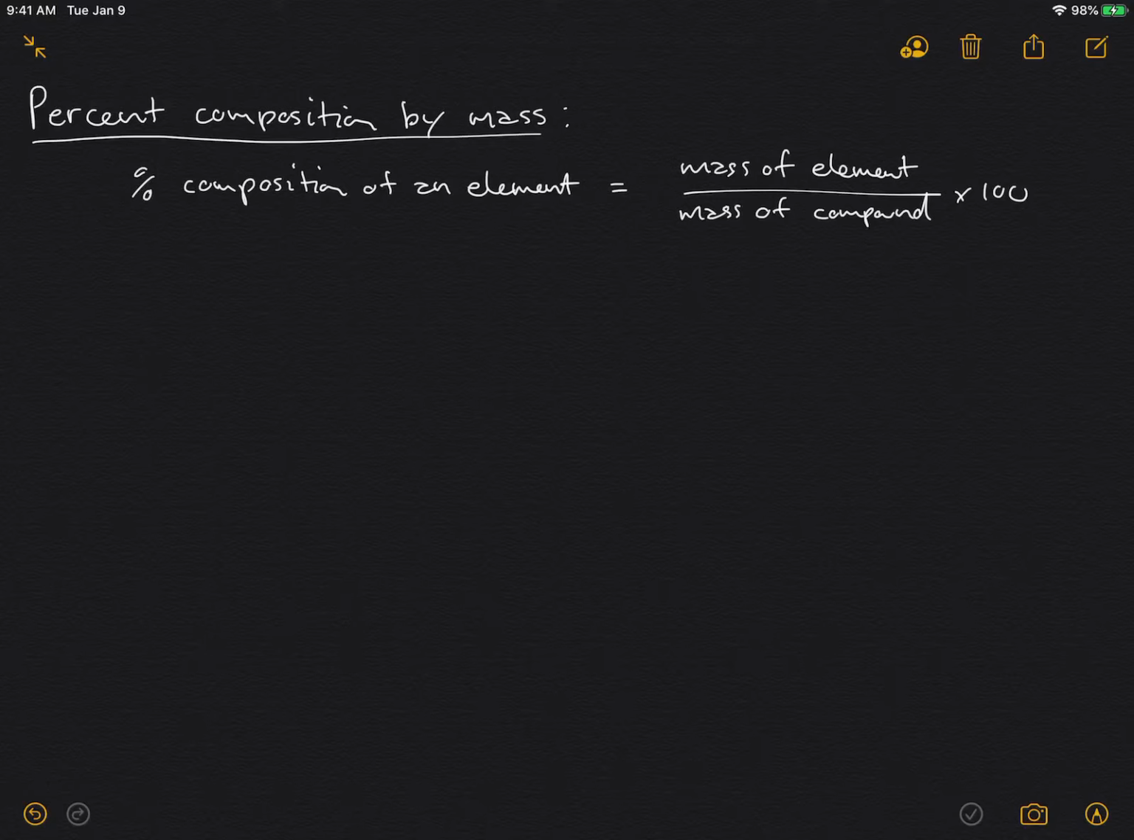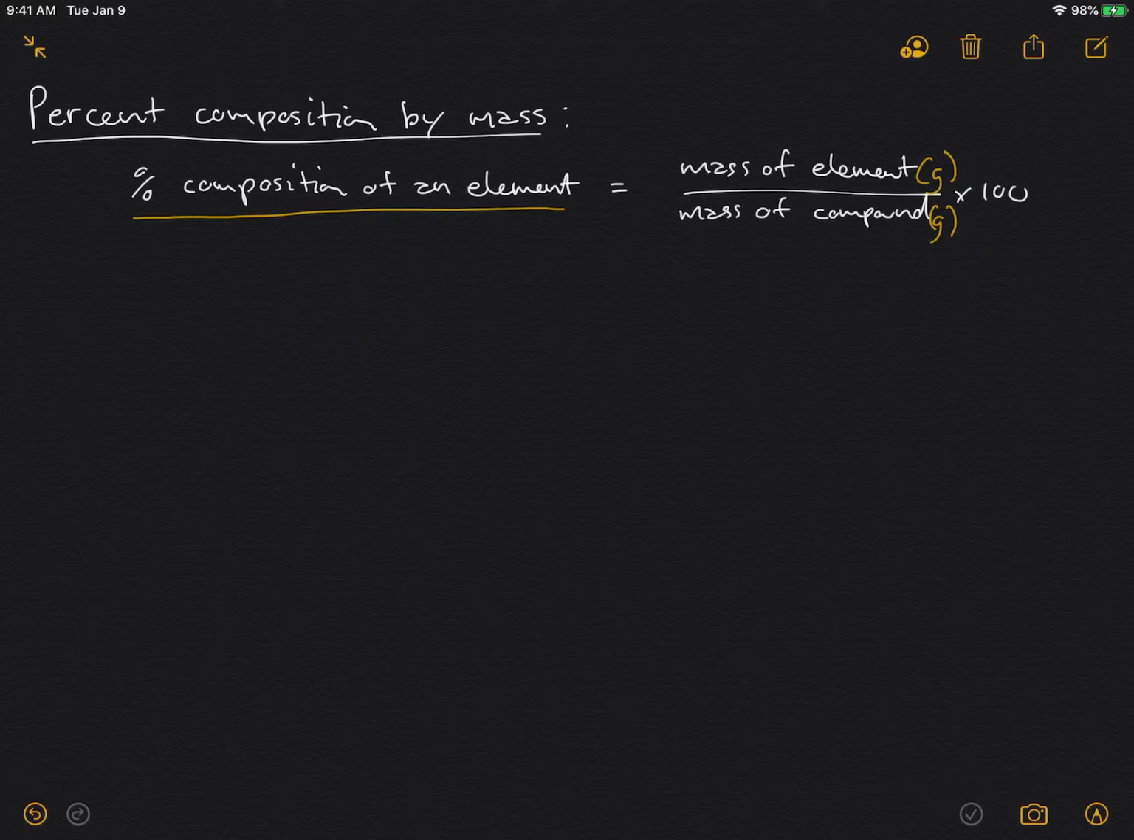So the definition and the way to calculate this percent composition specific to one element in a compound is you take the mass of the element, usually in grams or grams per mole, and divide that by the mass of the compound, and then multiply by 100 to make it a percent.